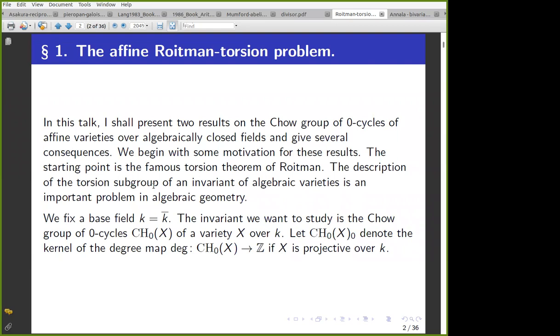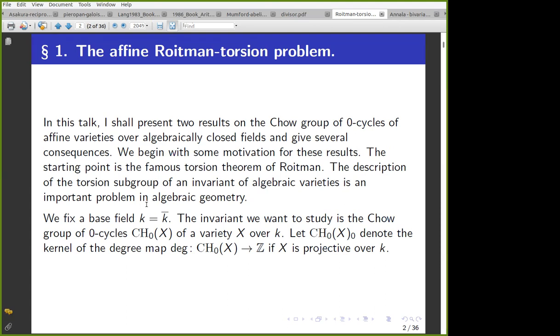Yeah. So basically, I will present two results on the Chow groups of zero cycles on affine varieties over algebraically closed fields and give some consequences. So let me begin with some motivations. The starting point is the famous torsion theorem of Roitman. As all of us know, it's an important problem in algebraic geometry to find the torsion group of an invariant of an algebraic variety.